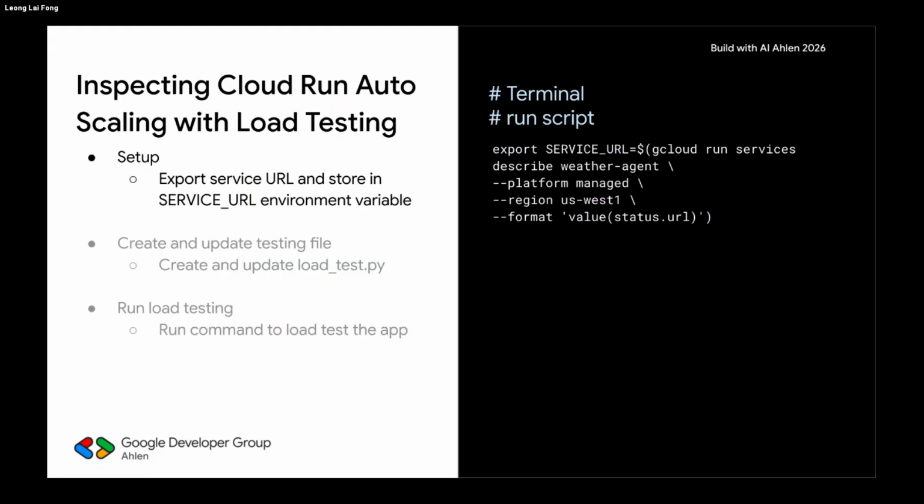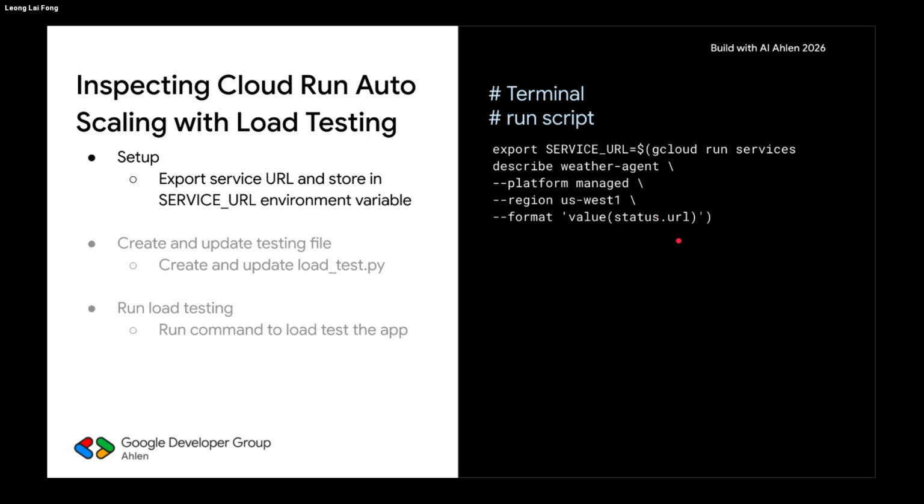Now, exporting the environment variable is very simple. I will just export this, getting the weather agent deploy service URL and assigning it to this service URL variable. So this is the most recent deploy URL.